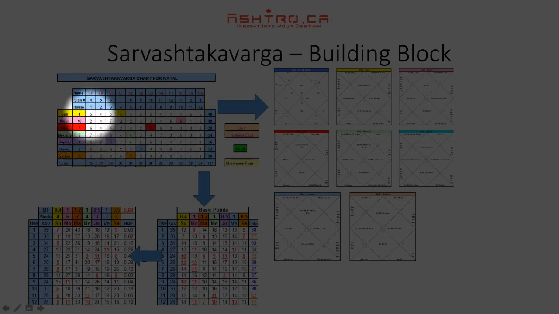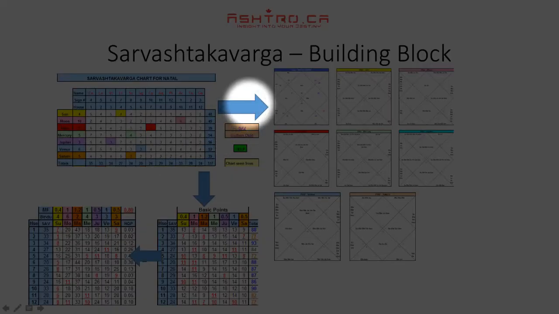the house. So we take sun has 5 points for the first house, contributes 5 points, moon 2, Mars 6. We total this up, and for the first house, the points are 35. Similarly, for the second house, we have 33. For the third house, the total is 34, so on and so forth.